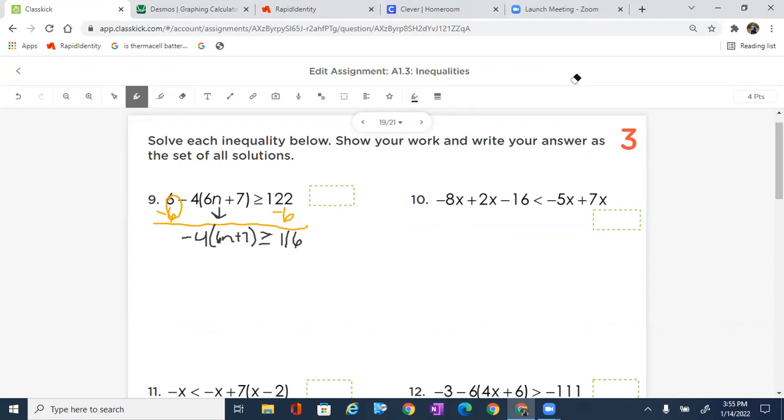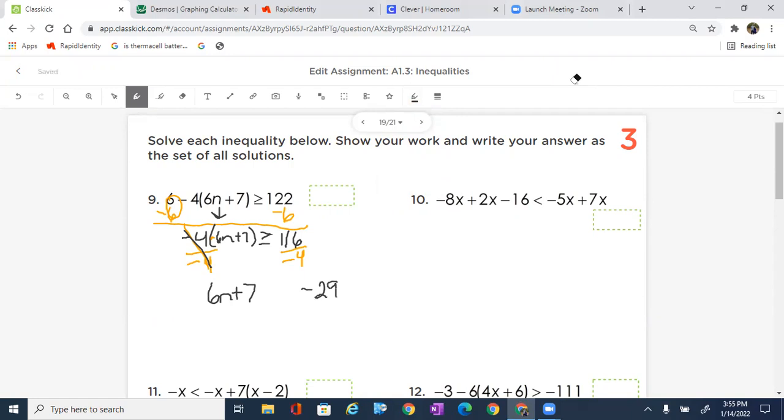Now we have 2 options at this point. Because the negative 4 is attached by multiplication, we can either distribute it in, or we can just divide by negative 4. That's what I'm going to do. I'm going to divide by negative 4 and start canceling things out. Negative 4 divided by negative 4 cancels, which leaves us with 6n plus 7. 116 divided by negative 4 is going to be negative 29.